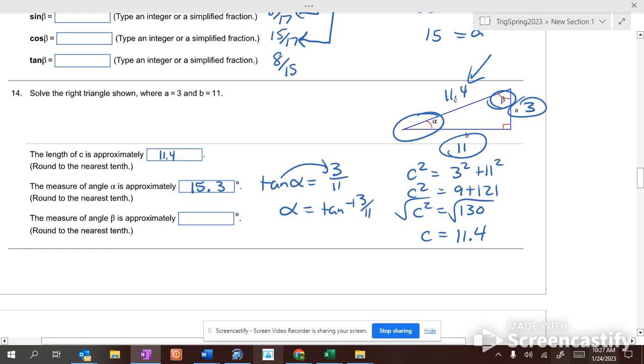So what's left for angle B? How many degrees are in a triangle? 180. And if you take off the 90 for the right angle, you're left with 90. So if you take 90 minus 15.3, you're left with 74.7.